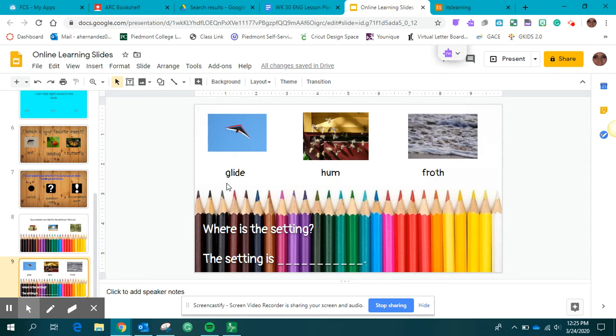Gl, gl, glide. It has a long I, silent E. Glide. Look at the picture. This is an example of a man gliding in the sky. Glide. If I were to put glide in a sentence, I would say, he can glide in the sky. Glide. All right, I want you to turn to your parent or an adult and try to put glide in a sentence.